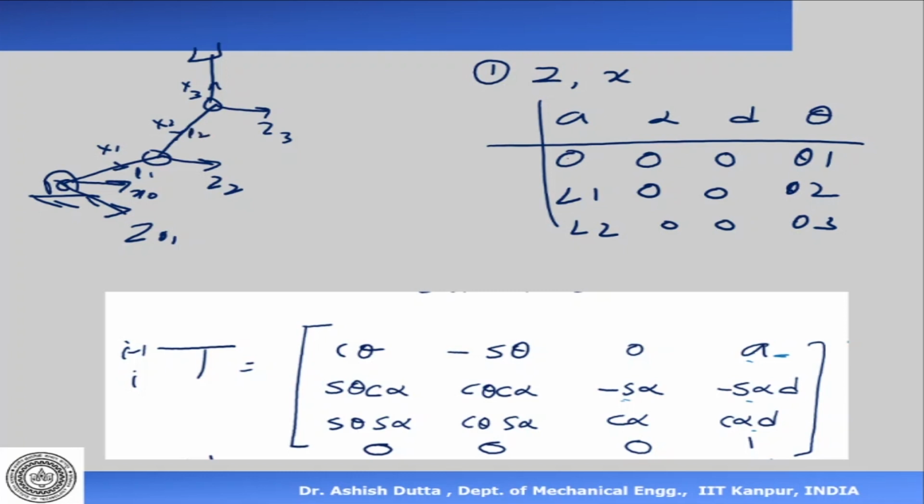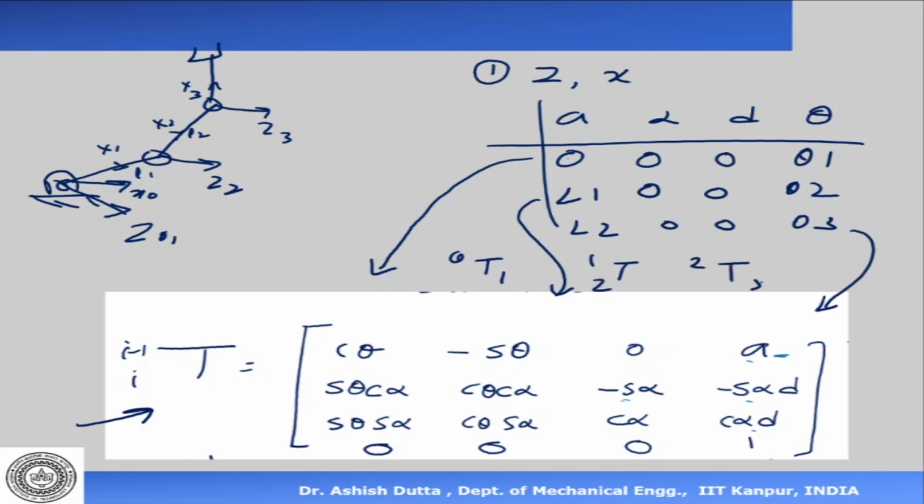Then what we do is we take each of the rows and put it into the generalized matrix. So this is my generalized matrix which relates the next frame to that of the previous frame. So I take the first one, then I get my matrix 0 to 1, then I take the second one, put it in here, I get 1 to 2, and I take the third one, put it in here, I get 2 to 3. Then I multiply all of them out and I get my final matrix, which is 0 to 3 in this case.